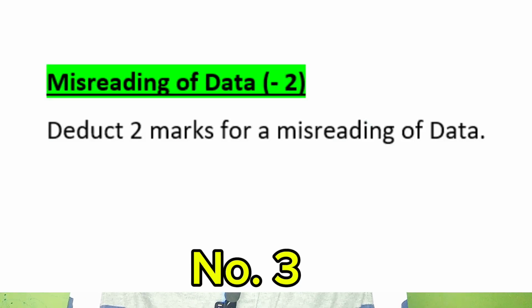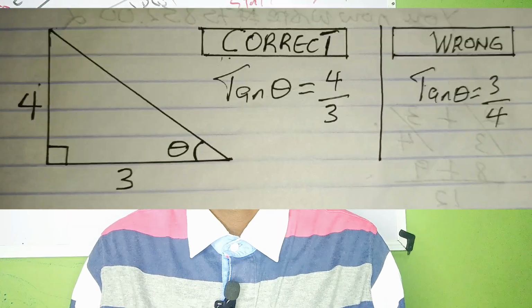The third error is misreading of data. That attracts -2. Deduct 2 marks for a misreading of data. What do you mean by misreading? Let's take an example here. Look at a triangle, for example.